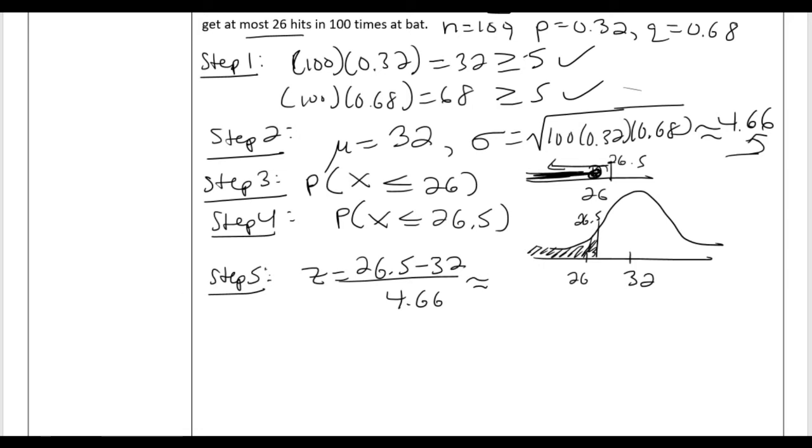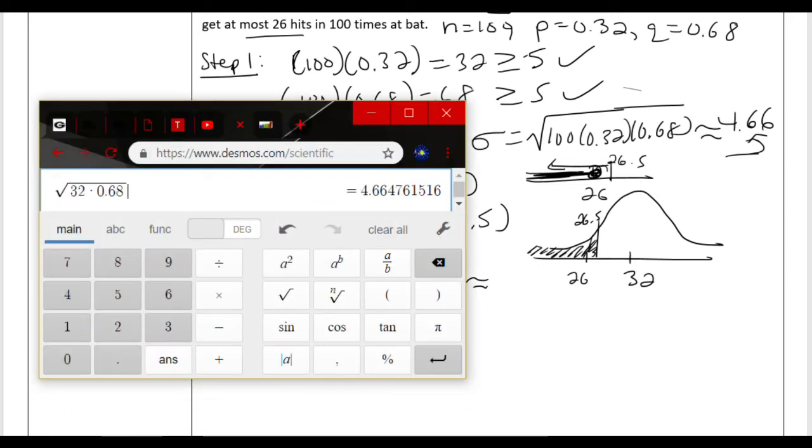Okay, calculate that number. So this should say 4.66 just to be safe. So negative 1.18.